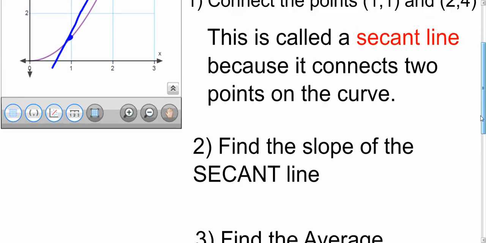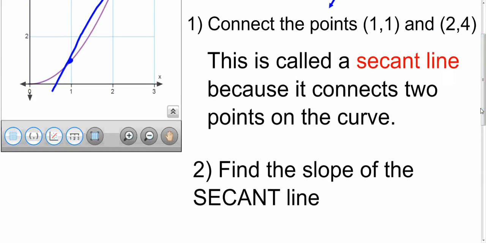Now, I'm wanting to find the slope of the secant line. So to find the slope, again, you're going to do y2 minus y1. So 4 minus 1 over 2 minus 1, which is 3 over 1, which of course is 3.